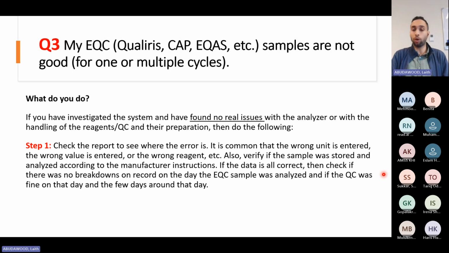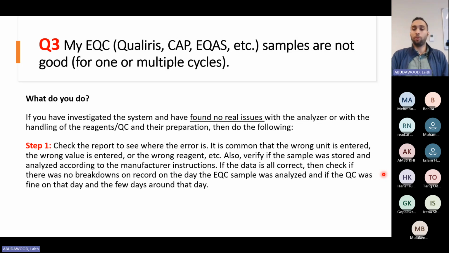And these occurrences are common. So always step 1, when someone complains about external quality control, make sure to check that they have really set up QC properly. They have really set up the right reagent, the right test, the right machine, the right lot number sometimes, etc.